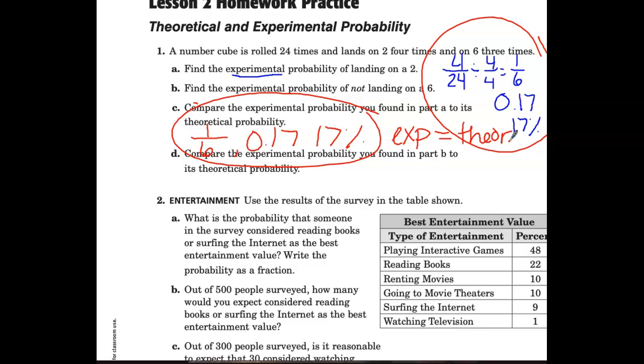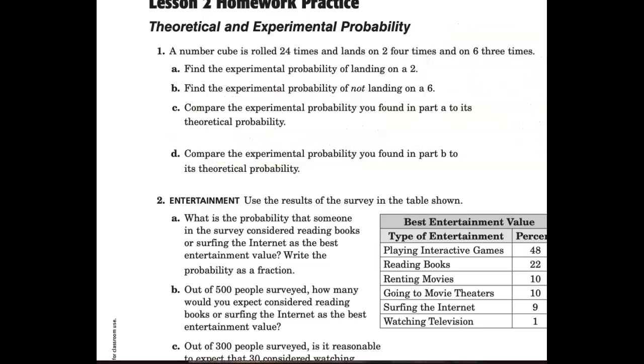Okay, then D says compare the experimental probability that you found in part B to its theoretical. We found the experimental to be 88%. So in theory, how many options on a dice do you have that are not 6? 5 out of 6, which is the same as 83%, because that's how many that are not 6.